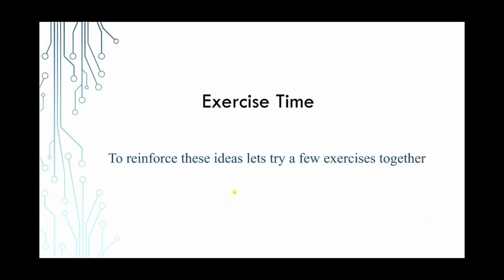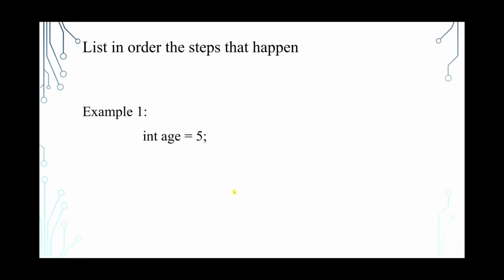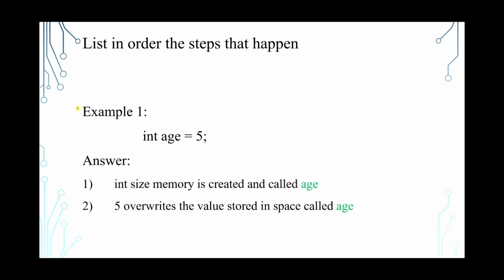So, exercise time. To reinforce these ideas, let's try a few exercises together, and I will leave you some exercises on Canvas so you can go do them. List in order the steps that happen. Example 1, int age = 5. The compiler is going to create int-sized memory and call it age. Then 5 overwrites the value stored in the space called age.